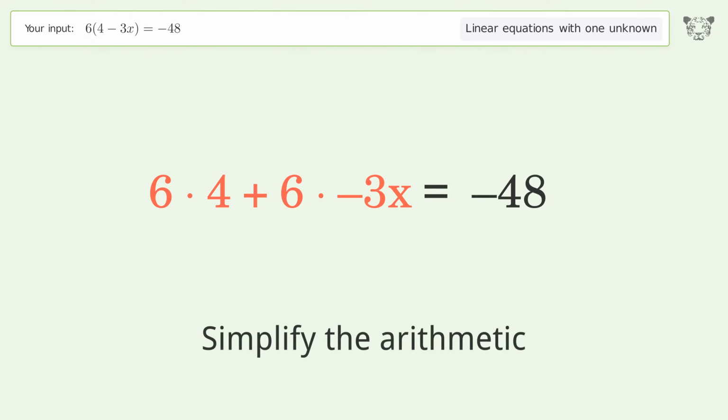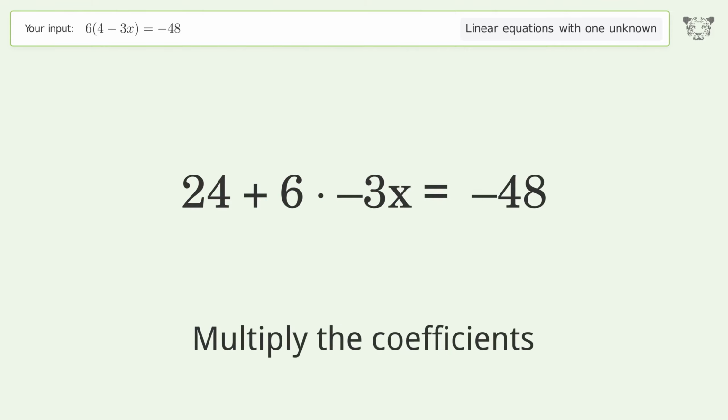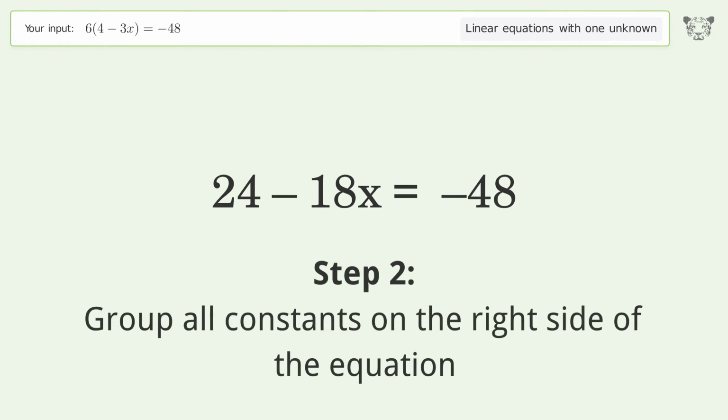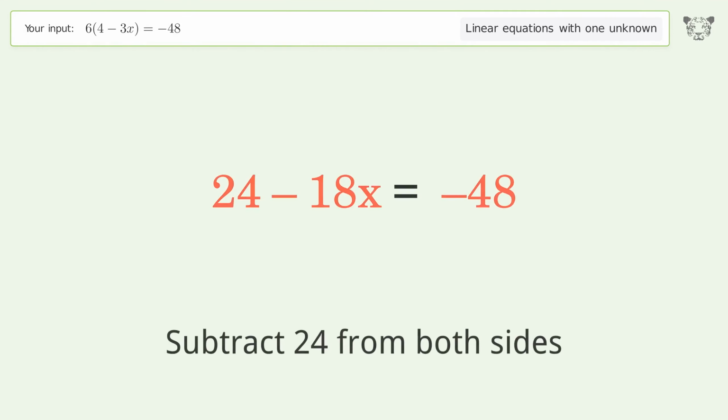Simplify the arithmetic. Multiply the coefficients. Group all constants on the right side of the equation. Subtract 24 from both sides.